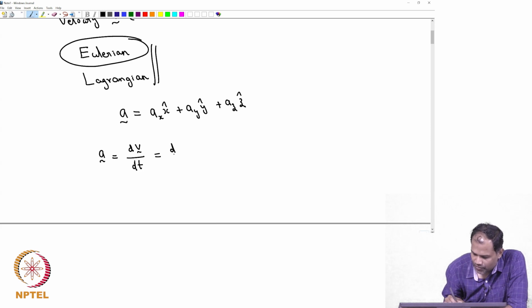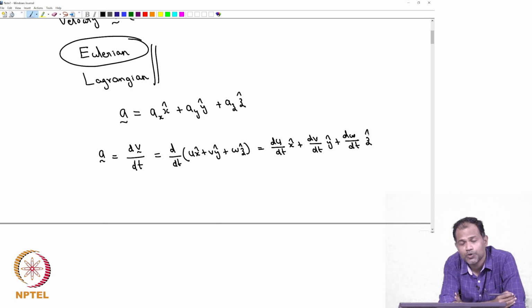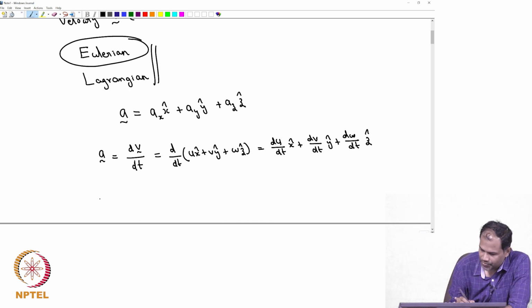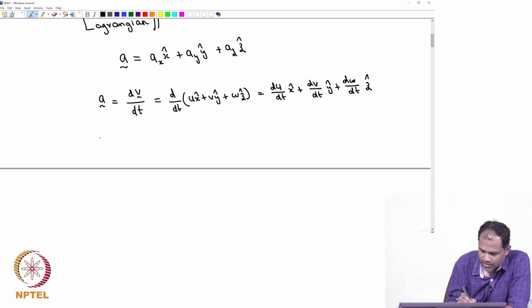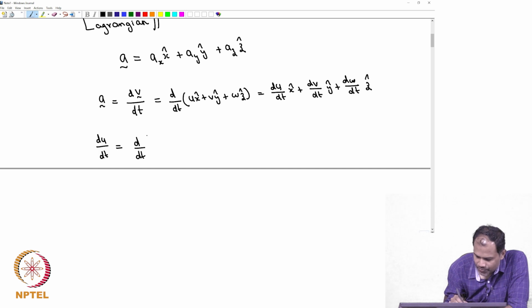So, this I can write in a simple form, d by dt of the velocity, which is u x cap plus v y cap plus w z cap, which is nothing but du by dt x cap plus dv by dt y cap plus dw by dt z cap. Except that now I need to know what du by dt, dv by dt and dw by dt are. I can calculate that. du by dt is equal to, remember u is a function of x, y, z and time. So, let me write d by dt of u, which is a function of x, y, z and time.